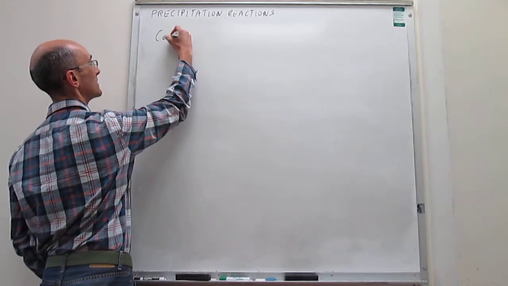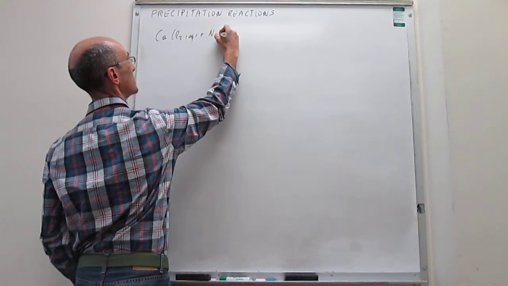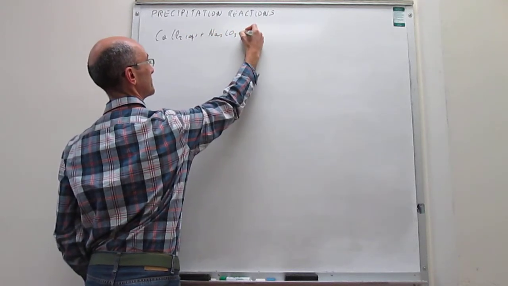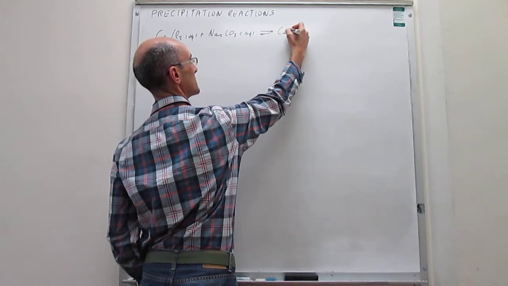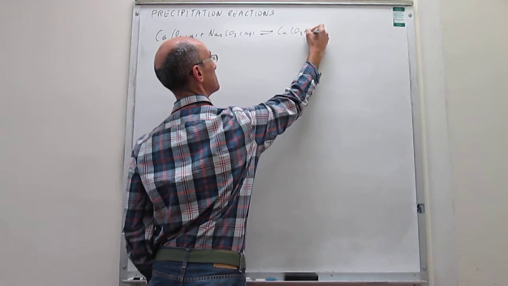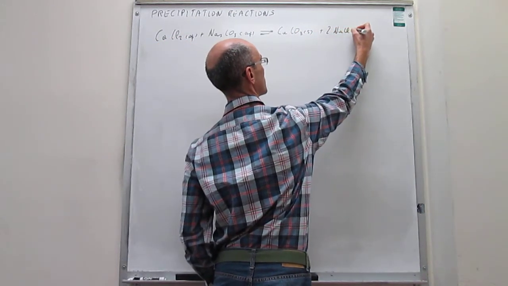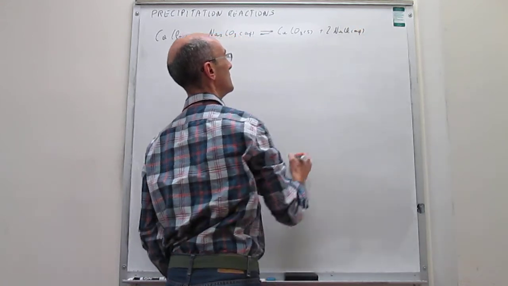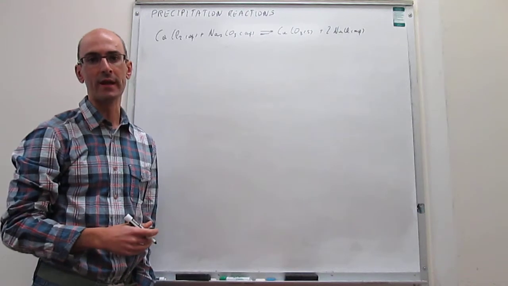Okay, so here you have calcium chloride reacting with sodium carbonate. Right, and this generates a precipitate, which is calcium carbonate, and then 2 moles of sodium chloride, which is a soluble salt. Right, so this is what we call the molecular equation of the precipitation reaction.